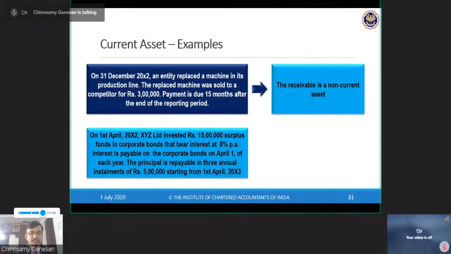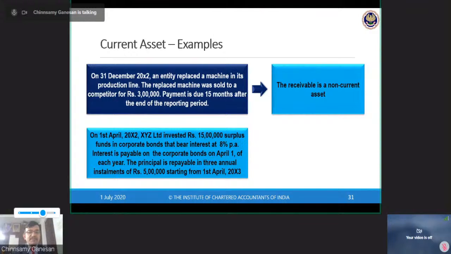Now we come into this. What happens here? Investment has been made, 15 lakhs has been made. It bears interest of 8%, but the interest is not payable on 31st March. It is accruing only on 1st of next month, that is April. So interest accrued on the bond is also an asset. On accrual basis you will do, but it is expected to be realized within 12 months from the end of the reporting period. That becomes a current asset. Interest accrued on the corporate bonds is expected to be realized within next 12 months from the end of the reporting period. So it is a current asset.